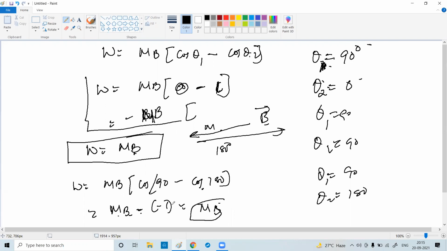Understood? So this minus MB is called stable equilibrium. This plus MB is called unstable equilibrium.